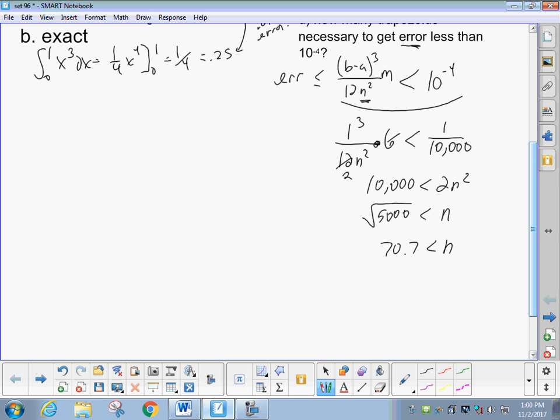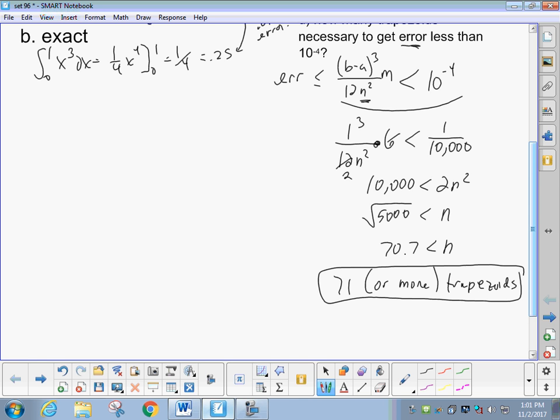Okay, so obviously now we answered the question in a non-stupid kind of way. The question is how many trapezoids do you need to get error less than 10 to the negative 4th? And surely you will not say, I need 70.7 trapezoids, because that's dumb. How many trapezoids do you need? 70 or 71? 71. You need 71, okay. 71 or more trapezoids would get error below 1/10,000. At least, you could say at least, sure. Okay? All right.